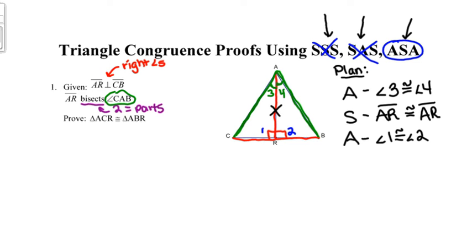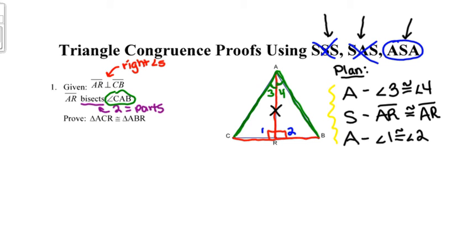So what the plan does is it helps me outline exactly what it is I'm going to have to talk about in my proof. I'm going to have to justify or explain in a step-by-step fashion why angle 3 is congruent to angle 4, why segment AR is congruent to itself, and why angle 1 is congruent to angle 2. So I knew angle 3 was congruent to angle 4 because of the bisector. That's where I'm going to start.